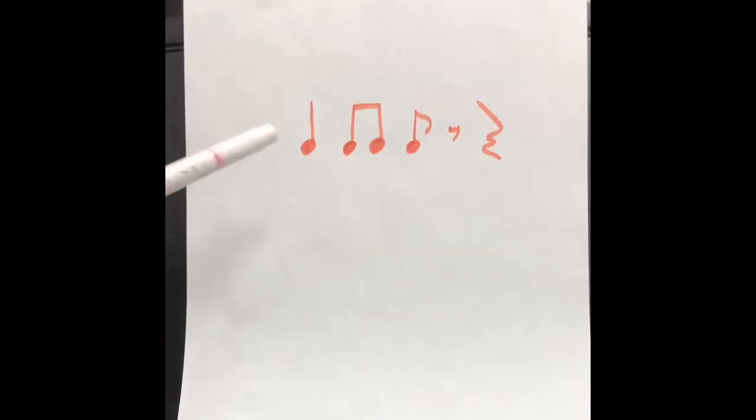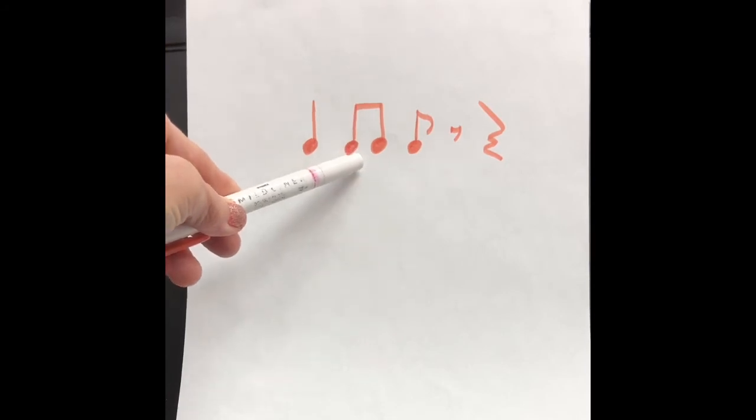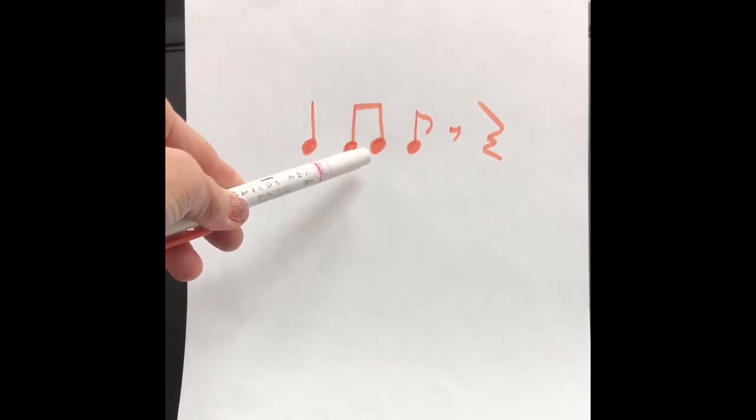Rhythm. This is a quarter note. The value is 1. This is a combination of two eighth notes. One eighth note value is half, so two eighth notes' value becomes 1.